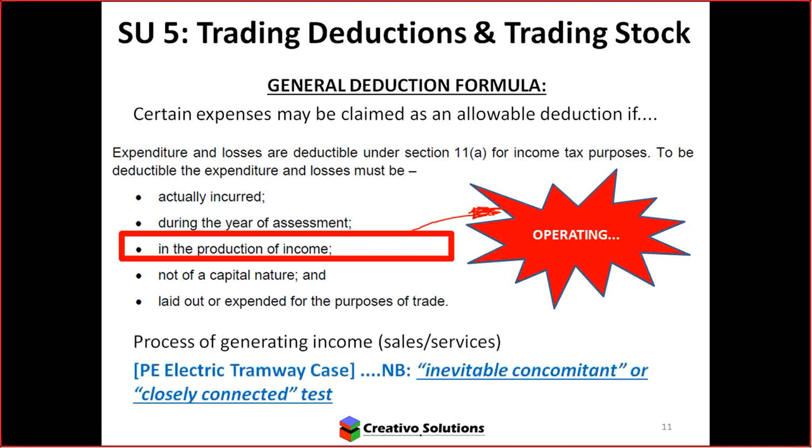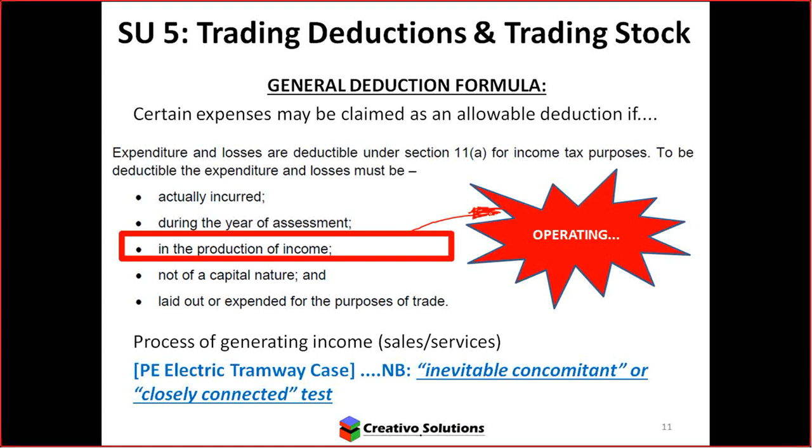Oh, before we get there, just the case. This is looking at the PE Electric Tramway case, which you can add to your notes. I don't think I've put that into your notes, so you'll have to add it. It is in the study guide and textbook, though. How I like to remember this is PE Electric Tramway. They talk about an inevitable concomitant, or they look at the closely connected test. So let's talk about photography. If something is closely connected.